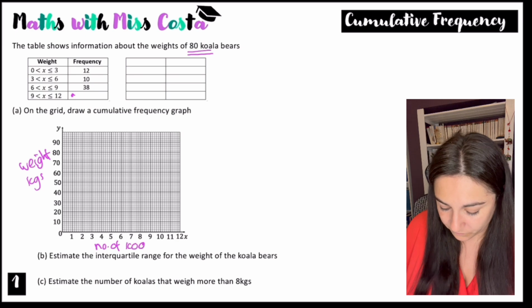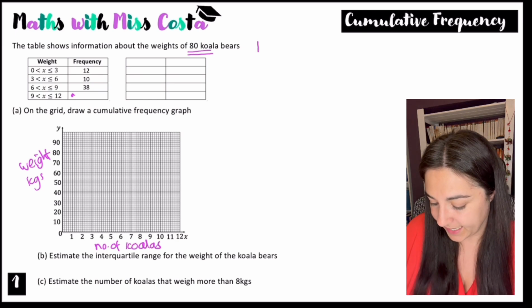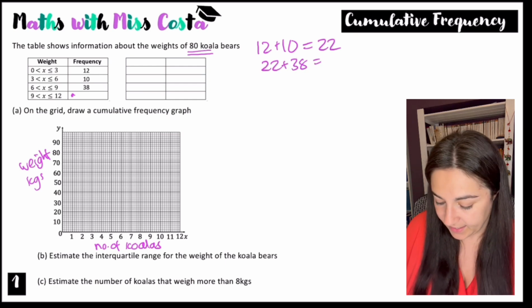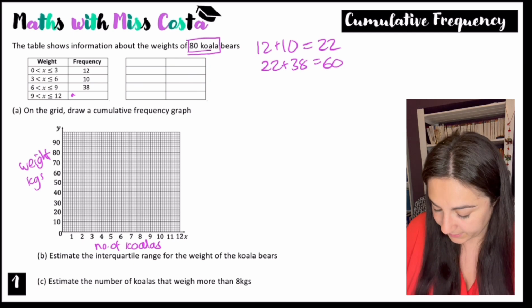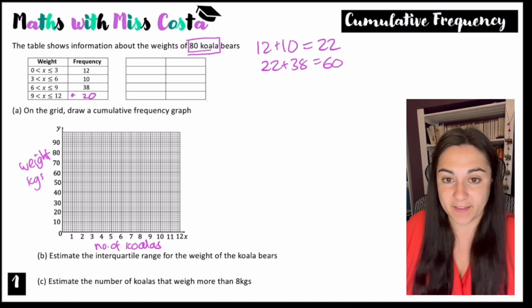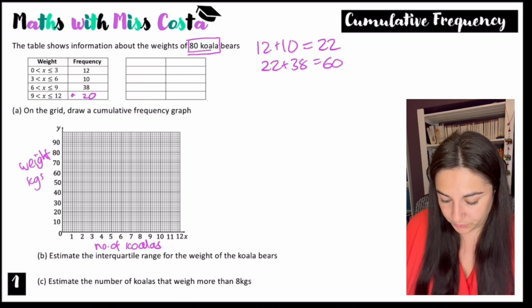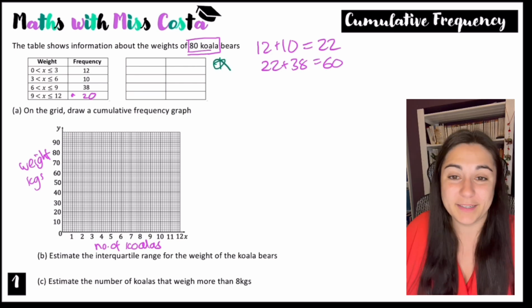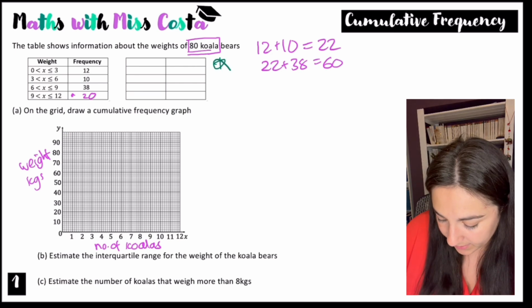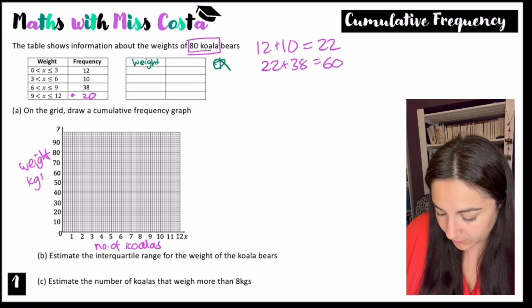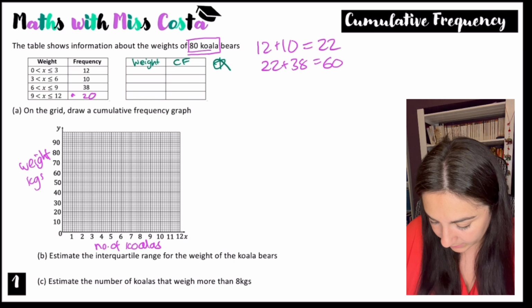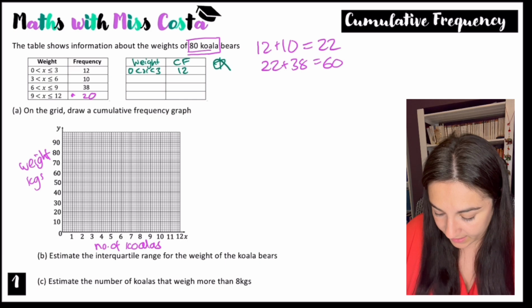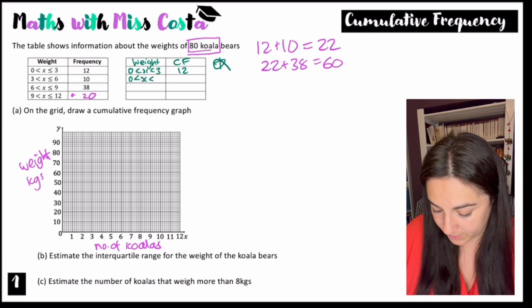Okay, so we have this missing value. So 12 plus 10 gives me 22, and 22 plus 38 gives me 60. They've told us that there are 80 koala bears, so therefore this missing value here must be 20 to complete it, so that there's 80 koala bears in total. Now I'm being asked to draw a cumulative frequency graph, and they've given you a spare table. That spare table isn't there for decoration, it's there to be used. So you use it to work out your cumulative frequency, CF for short. So between 0 and 3 kilograms, you know that you have 12 koala bears that weigh that. Then your cumulative frequency is going to say how many are between 0 and 6.